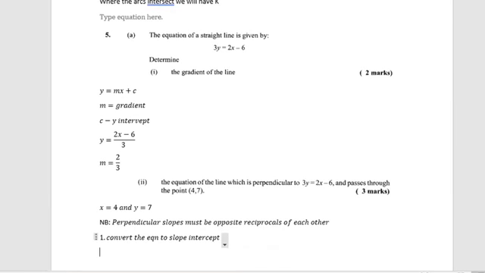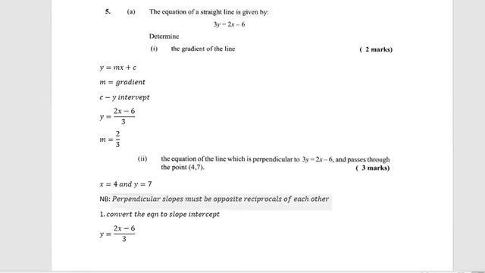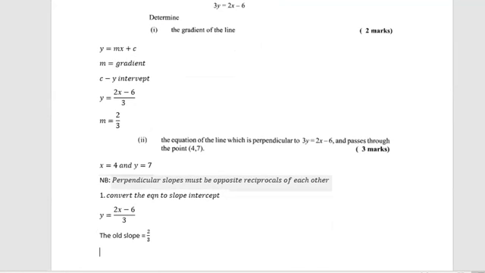Which will be y is equal to 2x minus 6 over 3. So the old slope, which is another term for gradient, is 2 over 3, which is what we just found out. So therefore, from the first thing stating that perpendicular slopes must be opposite reciprocals of each other, what we know is that the new slope would then be minus 3 over 2.